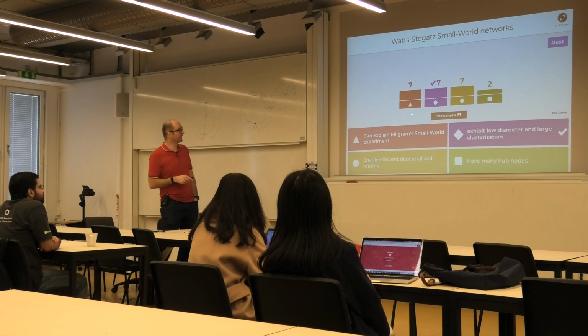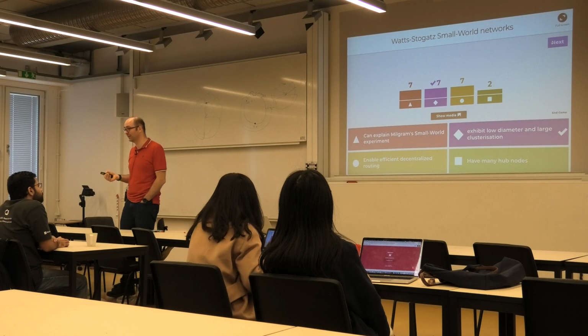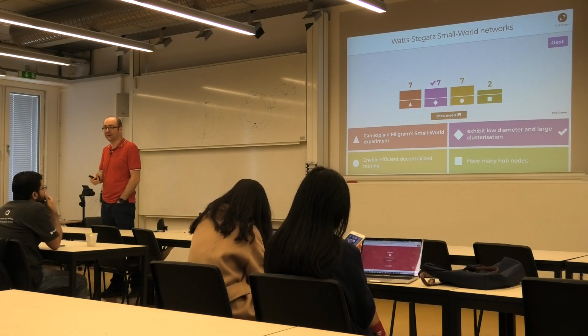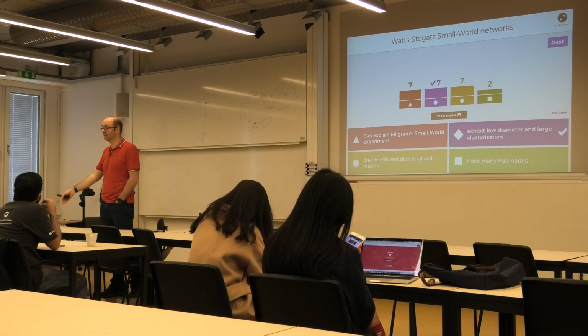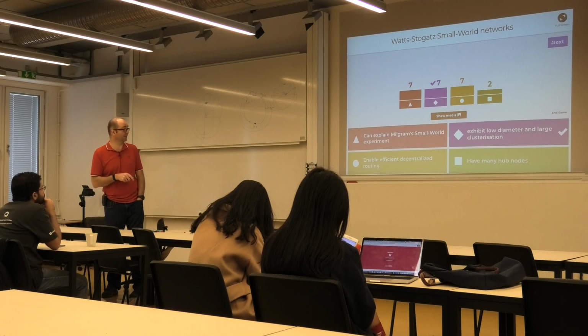Good, so let's go. Watts-Strogatz can explain Milgram's small world experiment. Well, not exactly. As we saw, it can explain only that we have a network with low diameter and high clusterization, but we don't know how to route in that. And actually, what we showed is that you cannot route efficiently in a decentralized manner in a Watts-Strogatz network, and that's why it does not explain this experiment.